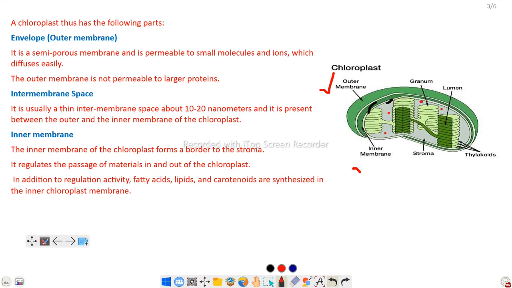Outer membrane, inner membrane, and the center part is the intermembrane space. The outer membrane is semi-porous. It only allows small molecules and ions inside the chloroplast, whereas the inner membrane allows some molecules and ions in and out of the chloroplast, and it regulates the activity. Fatty acids, lipids and carotenoids are synthesized in this inner membrane especially.